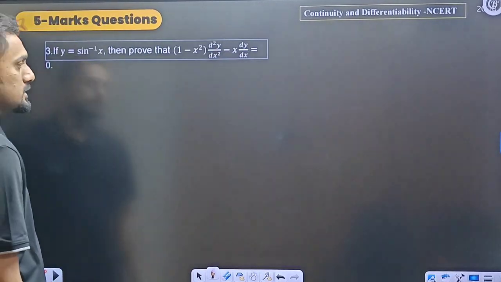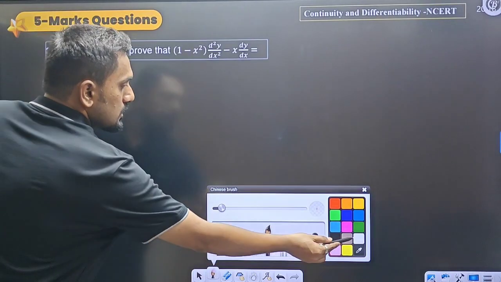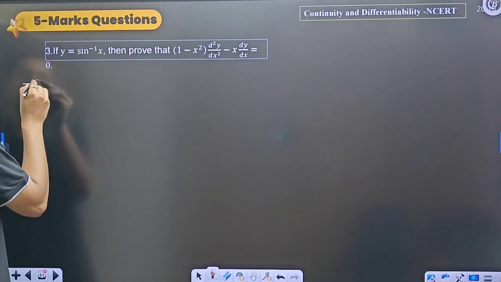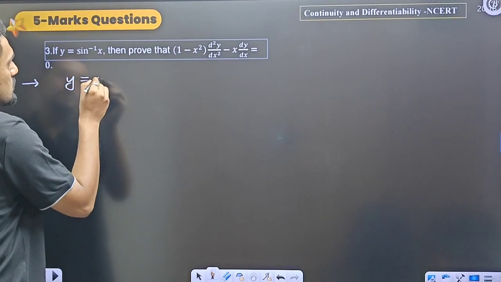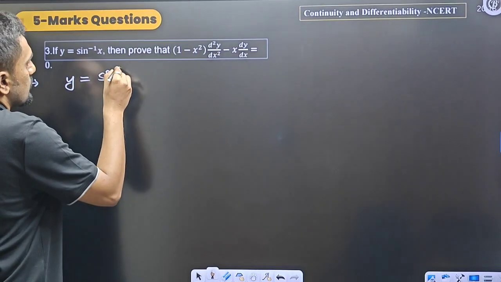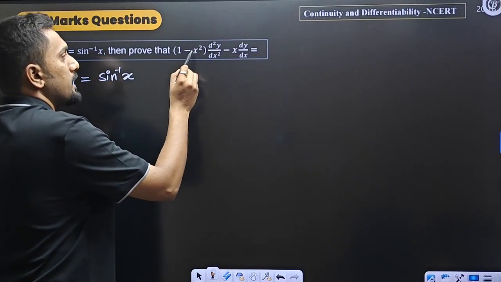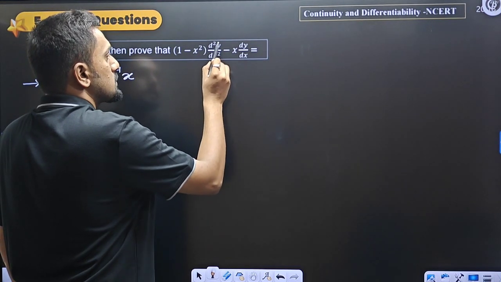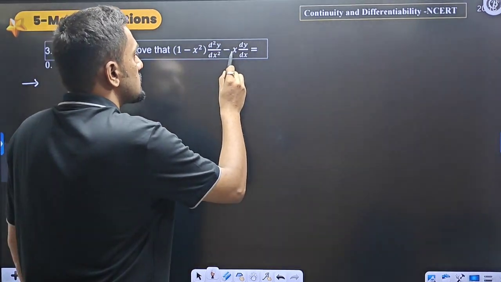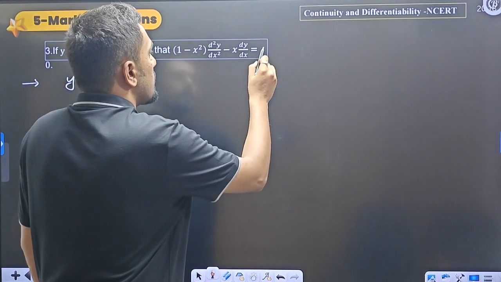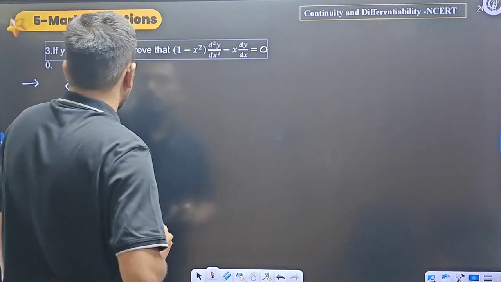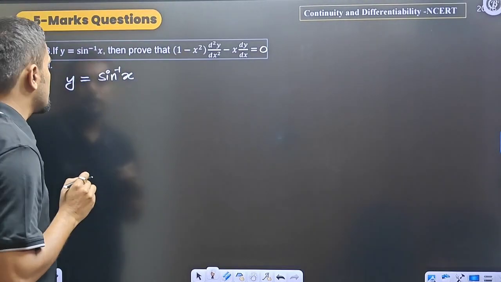And the next question is: if y is equals to sine inverse of x, then I have to prove 1 minus x square multiplied by d square y by dx square minus x into dy by dx is equals to 0. Right? Let us use the same procedure.